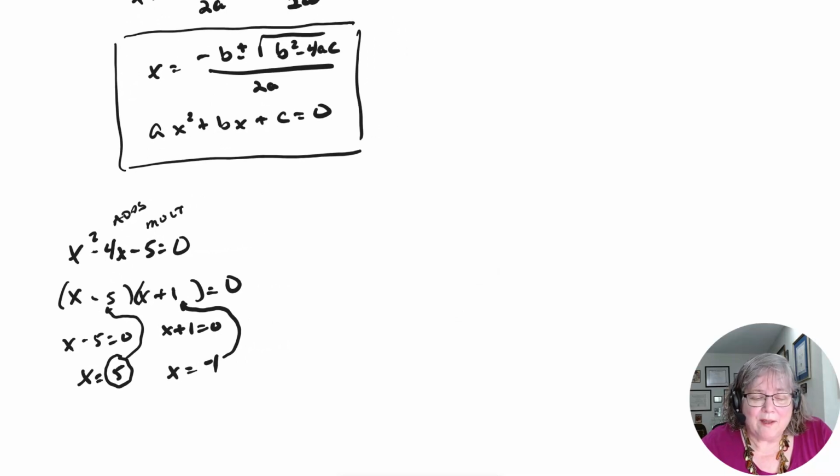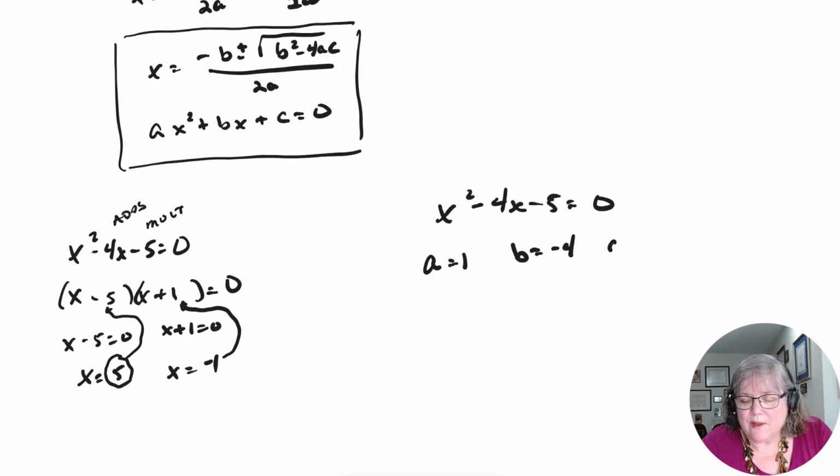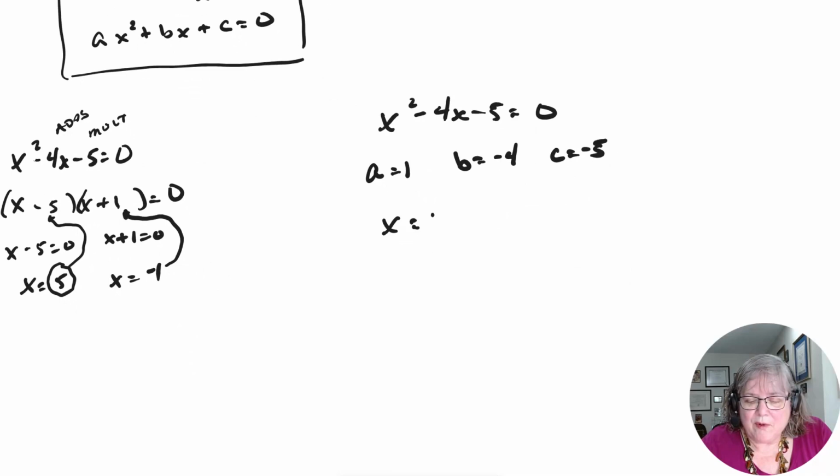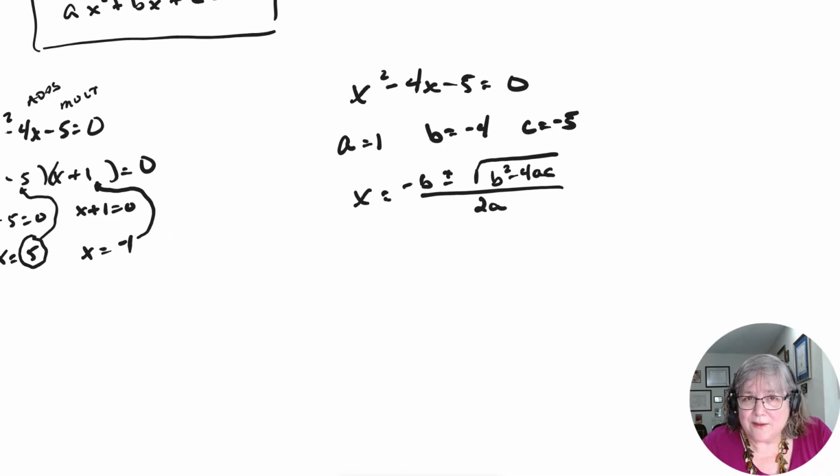Now let's say that we didn't recognize it as factoring, or they said, I want you to solve this using the quadratic formula. So first you have to go, okay, I need a, b, and c, but I have to make sure that it's equal to 0, which it is. So a is an understood 1, b is -4, c is -5. And the fastest way to memorize something is to write it down a lot of times and to say it to yourself. So it's -b plus or minus the square root of b squared minus 4ac, all over 2a. Notice all of it's over 2a.